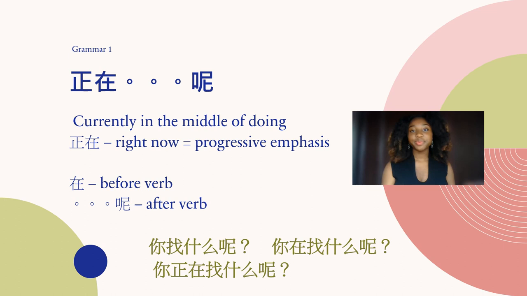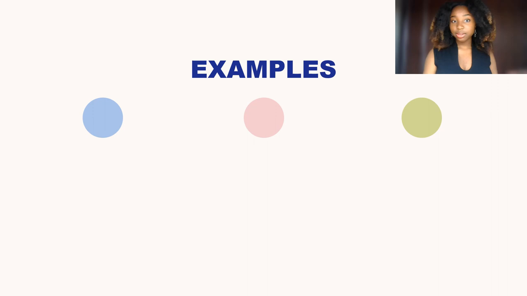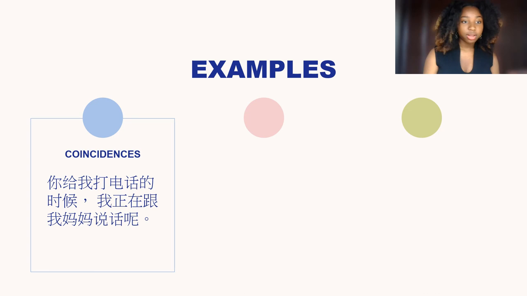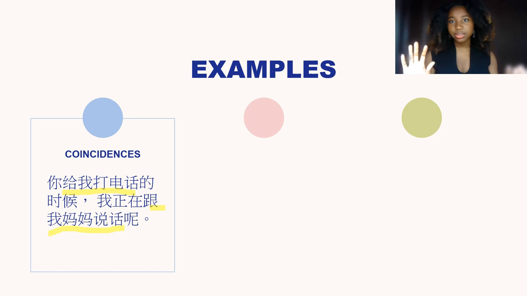Alright, let's look at three uses, three situations in which you can use this grammar structure. The first is coincidences, things that happen at the same time. 你给我打电话的时候，我正在跟我妈妈说话呢。 This is basically setting a context, a coincidence in terms of coinciding actions or situations. 你给我打电话 is one thing that's going on, and 我跟我妈妈说话 is the other. Like how we would say, when you gave me a call, I was talking to my mom. We have different prepositions that can do similar things. So this is just one of the ways you can use this.